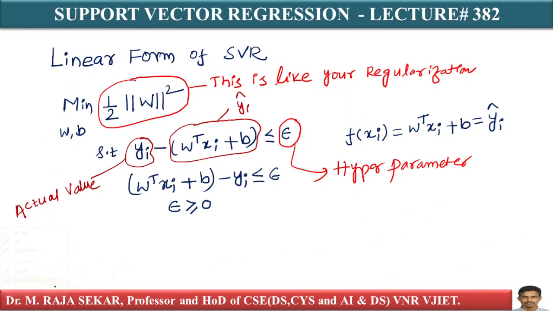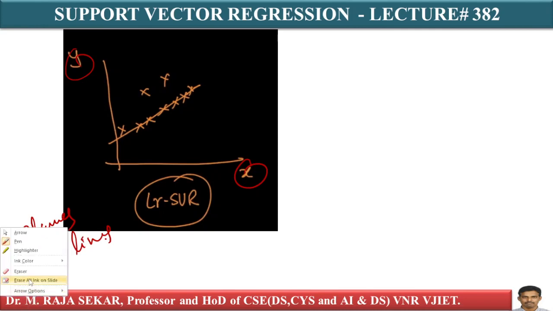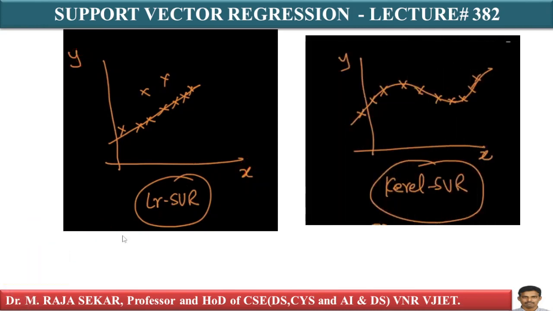So, for example, if it is not kernelized, what happens? Let me say this diagram. This is my x, this is my y. You will only be able to fit planes. You can only fit planes or lines, isn't it? If you have any curve like this, this is linear SVR, isn't it? Linear SVR is this one, linear lines.